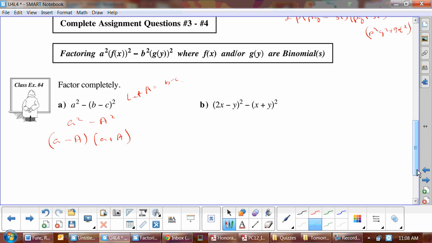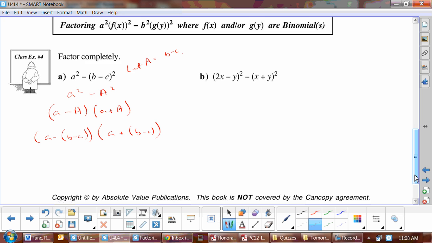Okay, can I go any more? No. So then we substitute. A, and I'm going to use brackets, b minus c. And this would be a plus b minus c. Final answer would just be a, what would it be? Minus b, plus c.